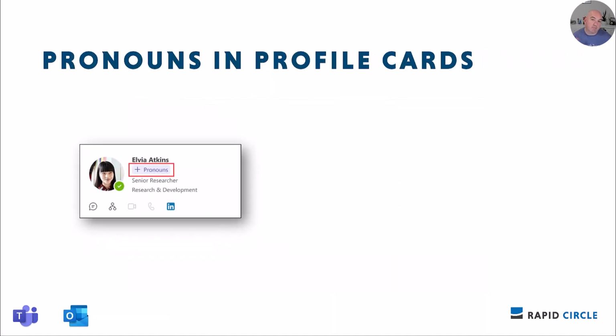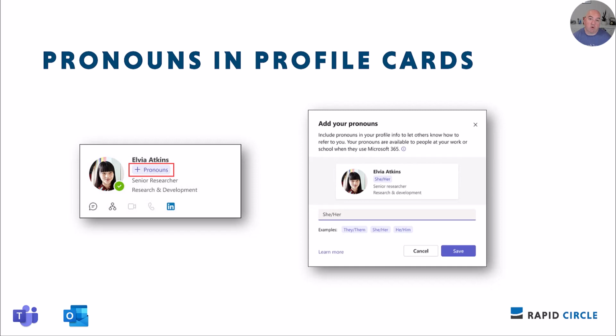Now, pronouns, very important topic, and they're the words that we use to replace someone's name in a sentence, such as he, she, or they in the English language. You'll soon be able to add pronouns directly to your profile card in Outlook on the web and in Teams, and this is actually quite useful for people who identify as something other than what people would normally label them as. It's also useful for people who haven't added a profile photo and have a name that could go either way, such as Alex or Lorian.